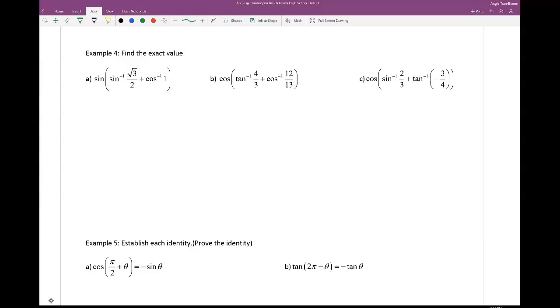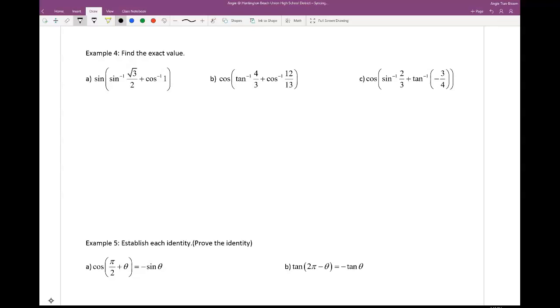Here we go. Find the exact value. Okay, so let me ask you this question. Exact value. Calculator or non-calculator? I hope you said non because it has to be non-calculator. Okay, so A, sine composed with sine inverse of radical 3 divided by 2 plus cosine inverse of 1.